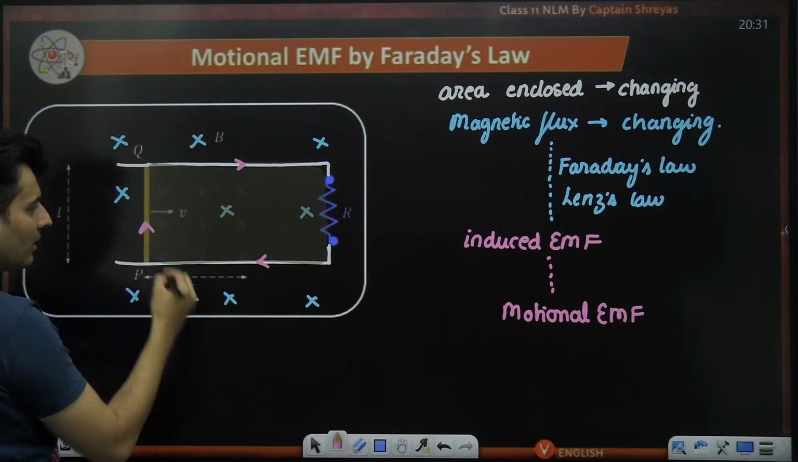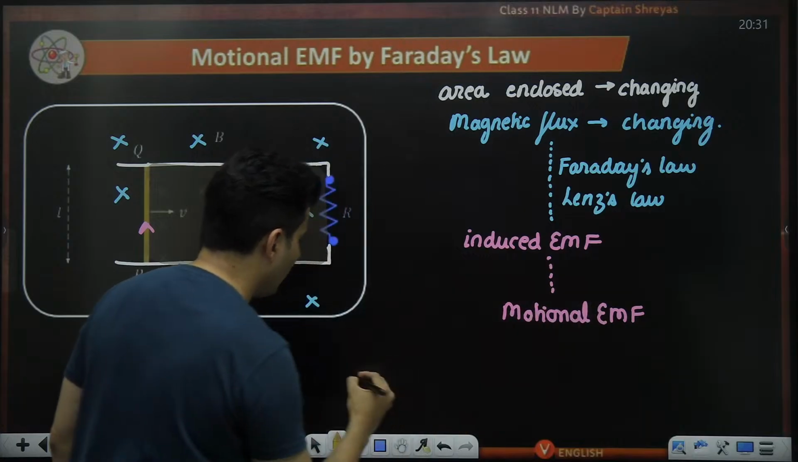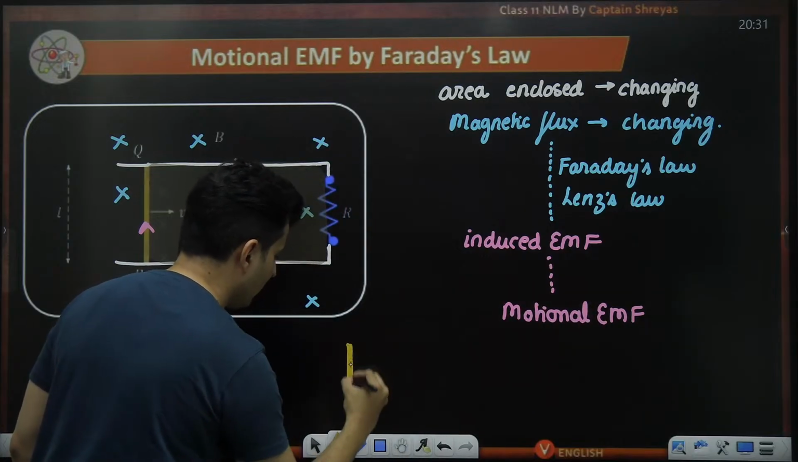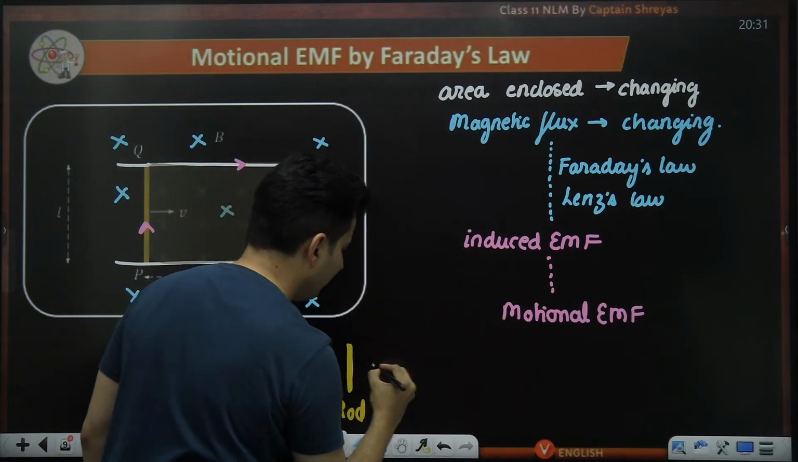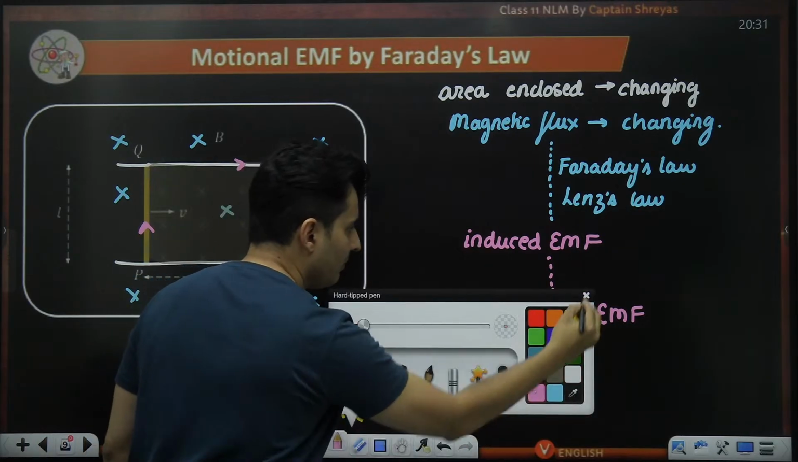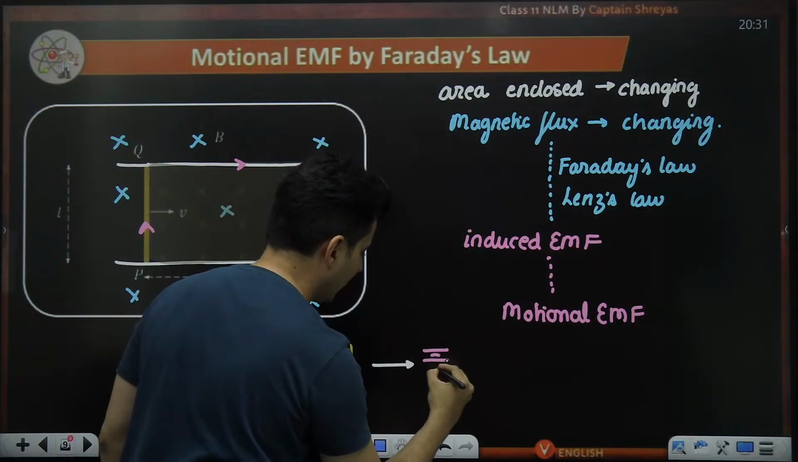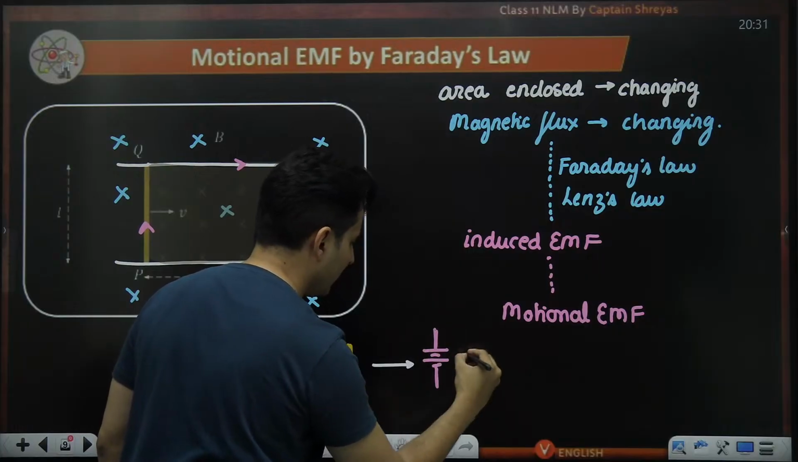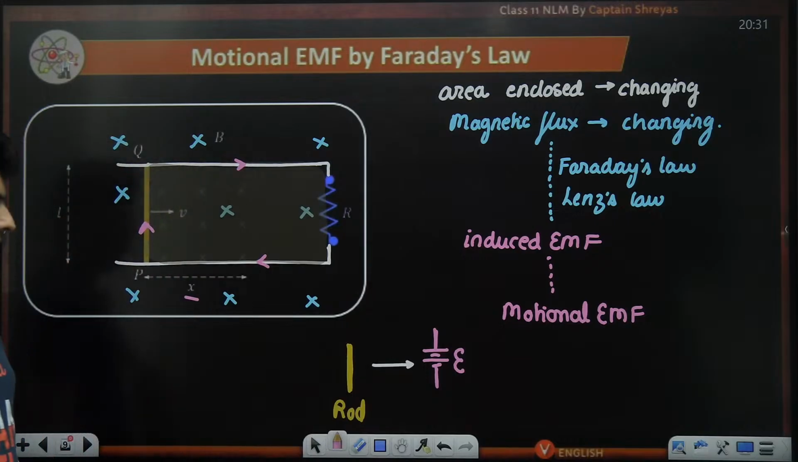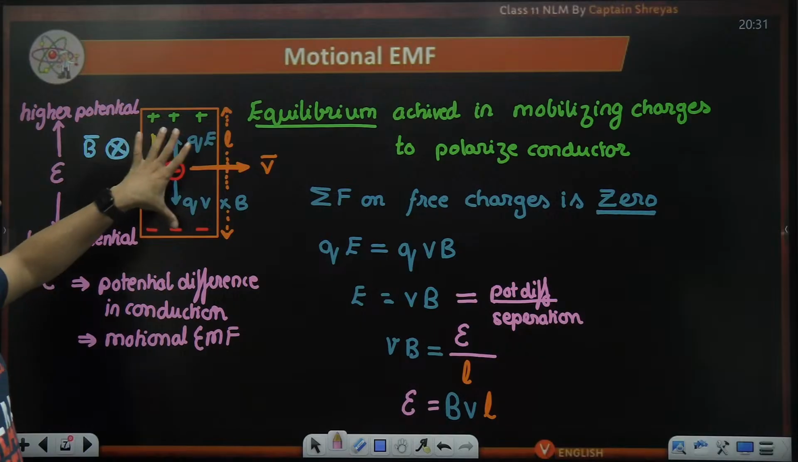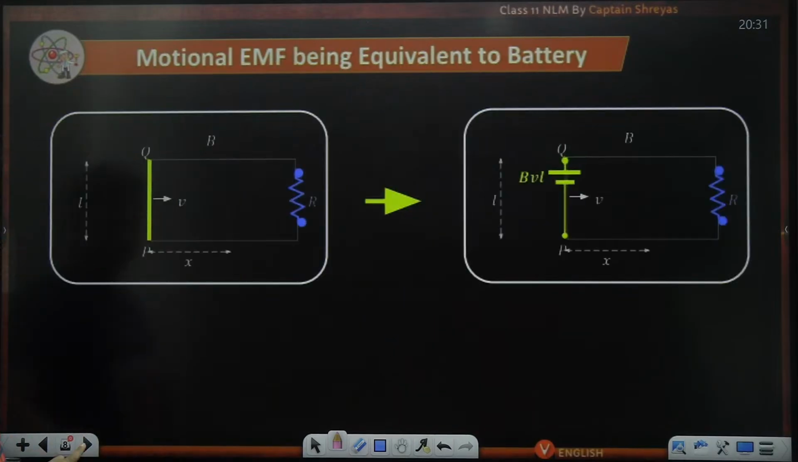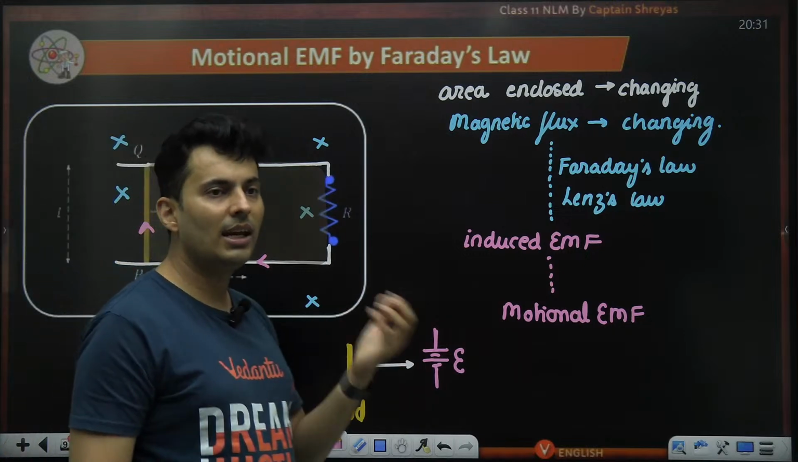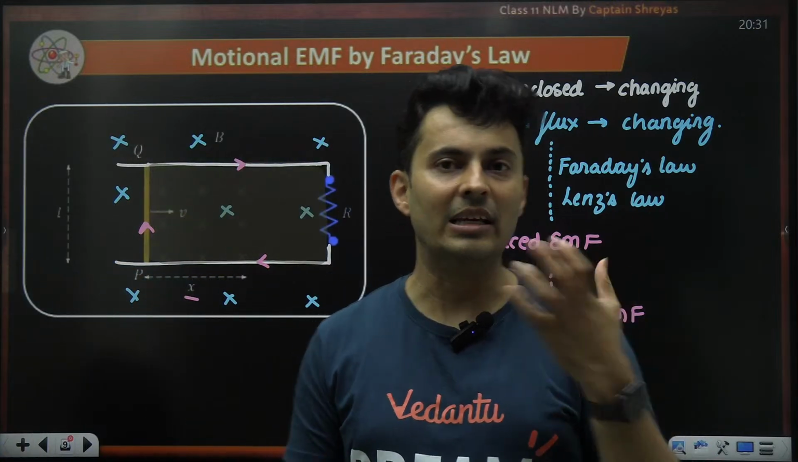So this particular rod that is there will behave like a battery like this. Is that clear? Motional EMF, exactly what we predicted here also. It was behaving like a battery with positive terminal here, negative terminal here. So exactly same thing it is doing. It is behaving like a battery of some EMF.